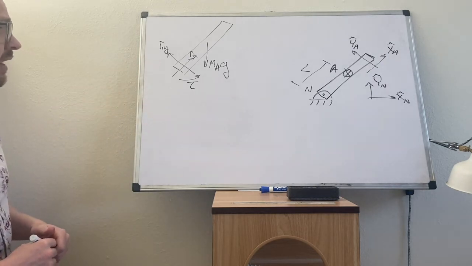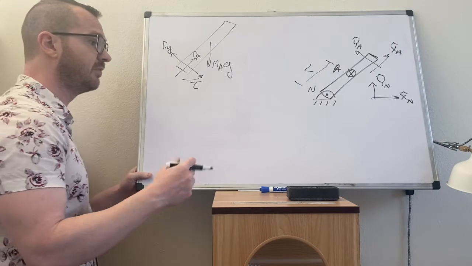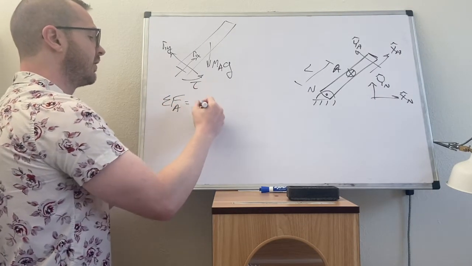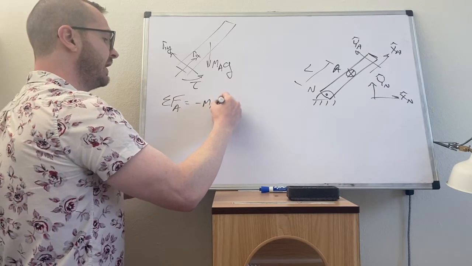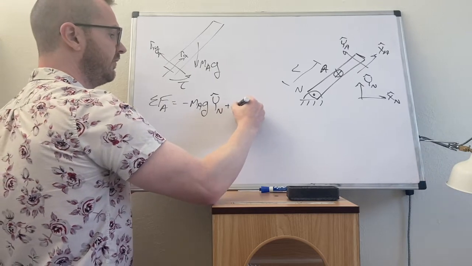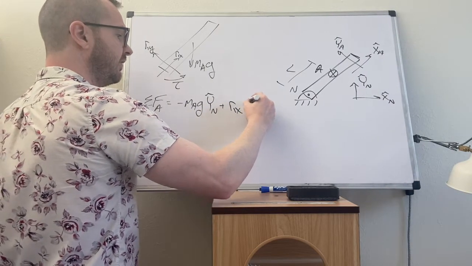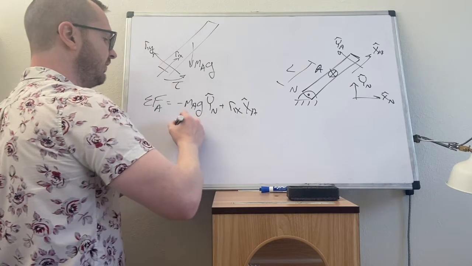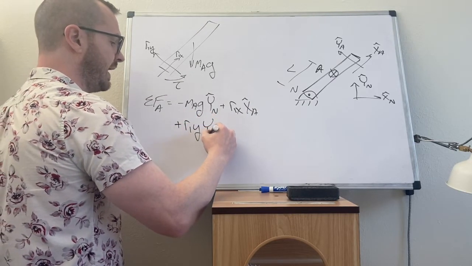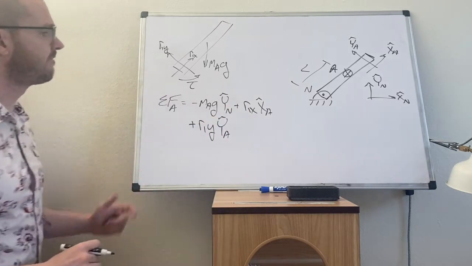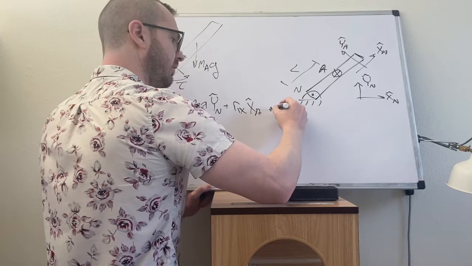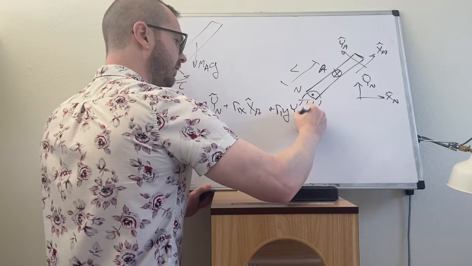Next, let's write our sum of forces and sum of moments equations. So the sum of forces on A: minus MAG in the Y hat N direction, plus R1X in the X hat A direction, plus R1Y in the Y hat A direction. Just the three. Okay, I'm just going to bring this one up then. It'll fit. There we go.